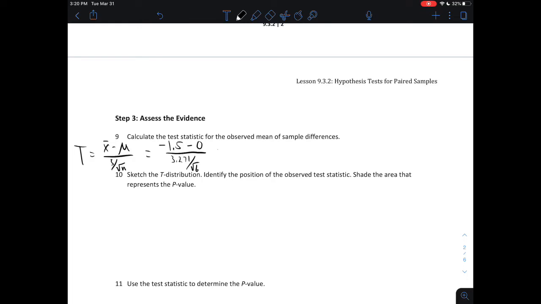And again, we need to be cautious with how we enter this into our calculator. -1.5 minus 0 is just -1.5. And then you can press the divide button, but you need to use parentheses here. 3.271 divided by the square root of 6. Because the fraction in the denominator, 3.271 divided by square root of 6, has to happen first. And then we are allowed to divide -1.5 by that. So entering it into our calculator just like that, this will give us -1.124.